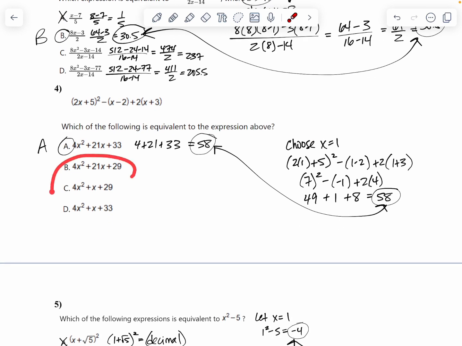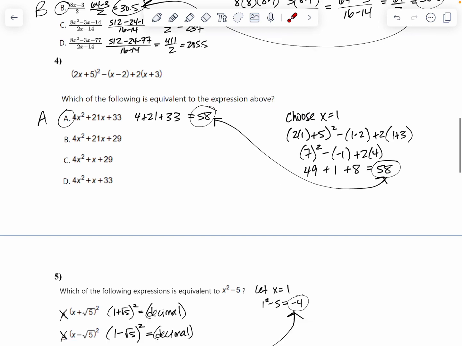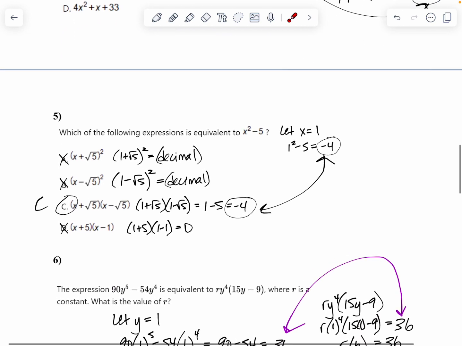I would highly recommend making sure that you can eliminate all 3 of these, and for this problem it does. You can check that in your head probably pretty quickly, because x equals 1 is pretty simple to plug into all of these, and you don't get 58 for any of those other answers besides letter A. Number 5, I was talking really fast there, sorry.